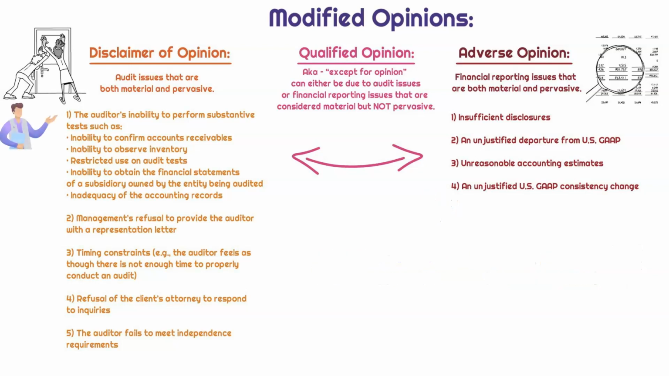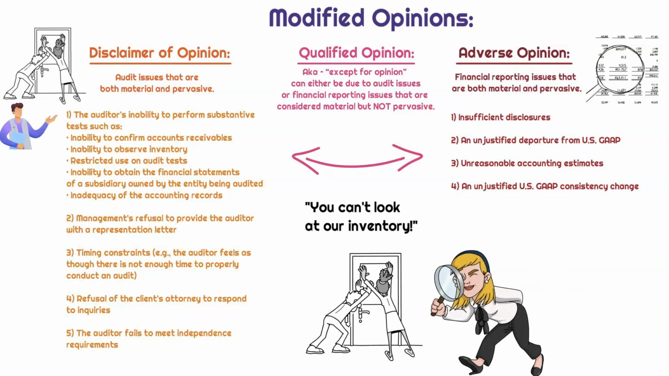Whereas a disclaimer of opinion, like we said, would be issued if the departure from generally accepted auditing standards is considered material and pervasive, whereas that qualified opinion would be the same audit issue if it was considered material but not pervasive. So some of the reasons for issuing these types of opinions consist of the following. The auditor's inability to perform substantive tests. Right, we remember that substantive testing is when the auditor is obtaining that audit evidence.